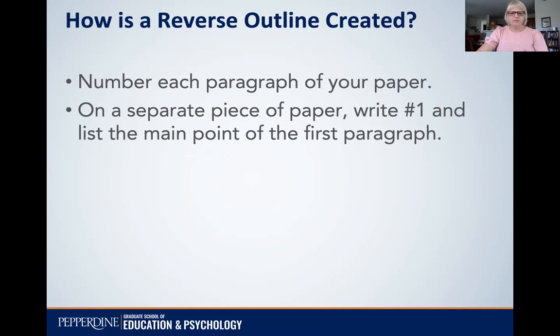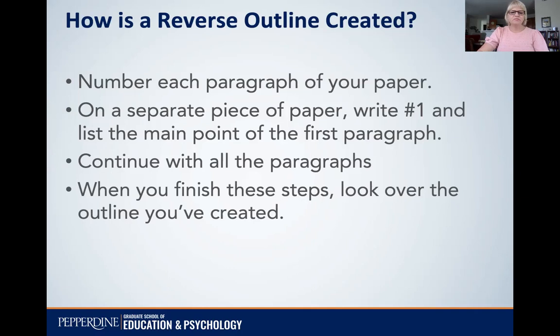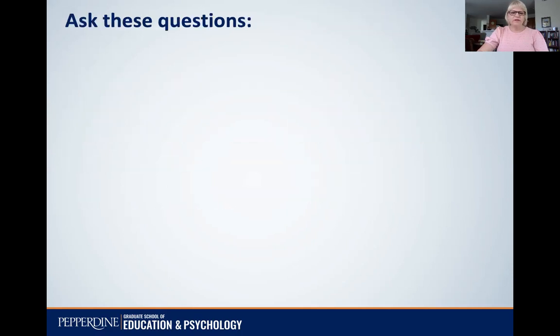So just try to read the whole paragraph and, in one short sentence, see what you focused on. Continue that way through your whole paper. All the paragraphs: write a number 2, what's that paragraph about, 3, etc. When you've finished these steps, you can look over the outline that you have created, this reverse outline.